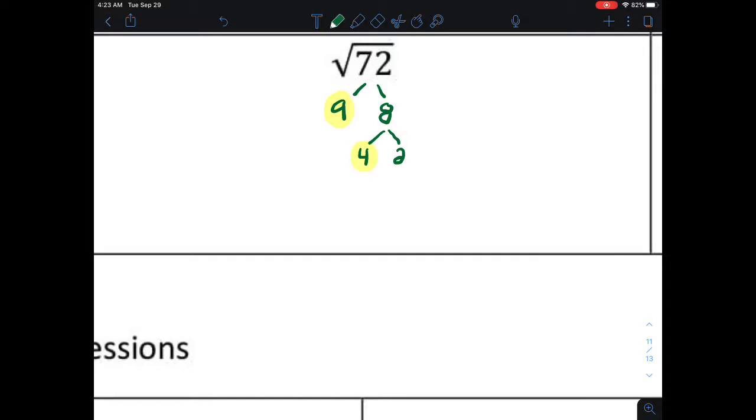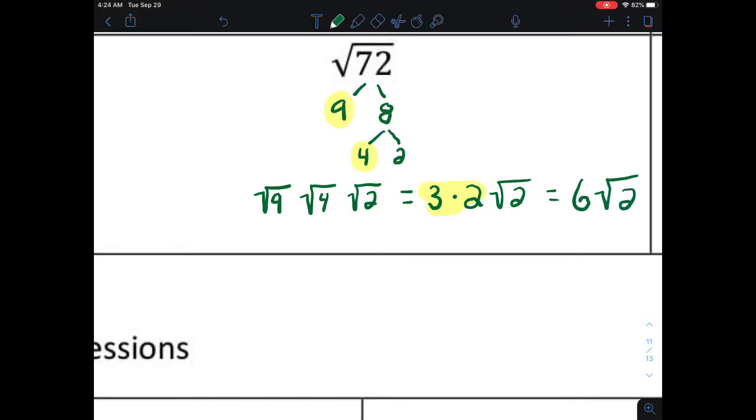So I can write the square root of 72 as the square root of 9 times the square root of 4 times the square root of 2. Well, we can take the square root of 9, that's 3. We can take the square root of 4, which is 2, so we have 3 times 2 times the square root of 2. Well, 3 times 2 makes 6. And so our simplified form of this radical will be 6 times the square root of 2.